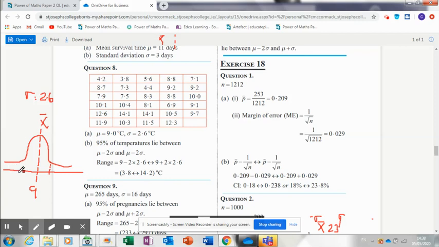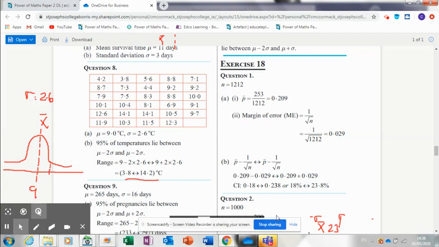So between 3.8 and the other degree then is 9 plus 2 standard deviations, 9 plus 2 times 2.6, which is 5.2, and you get 14.2. So it'll go between 3.8 and 14.2, and that's how you'd write it. Right, it'd go 95% is within 2 standard deviations of the mean, right? And it'd be between 3.8 and 14.2.